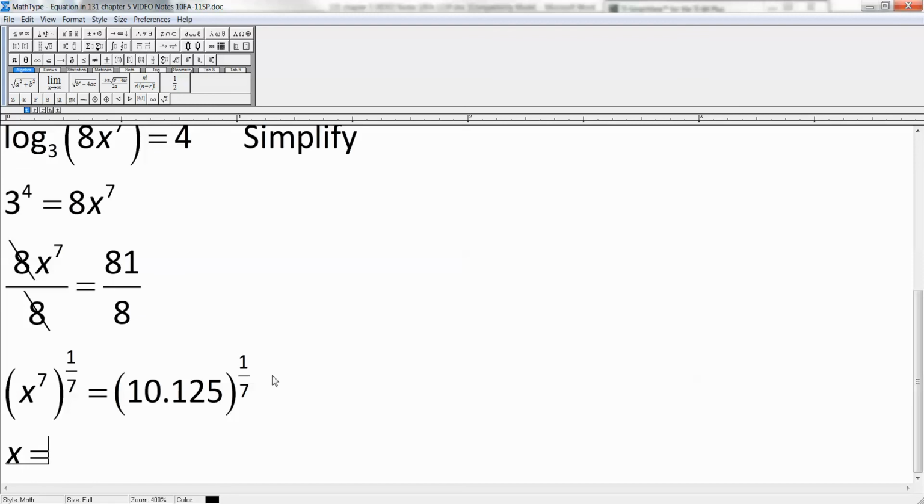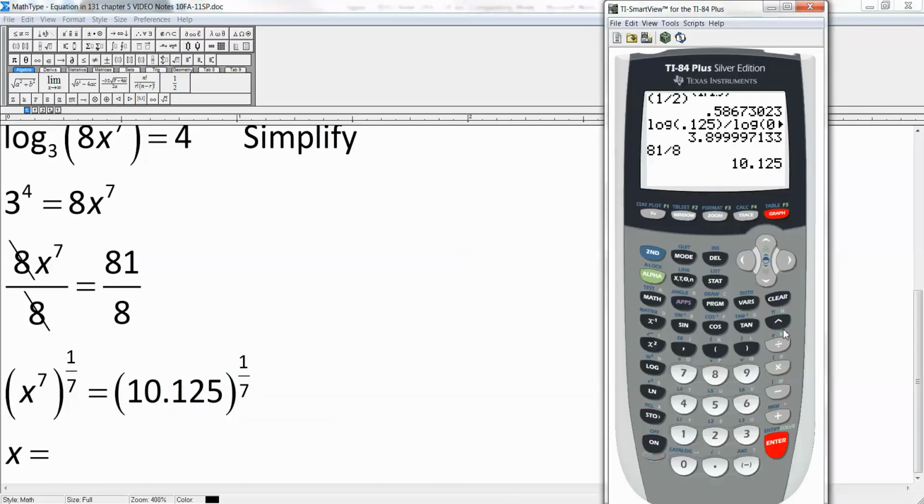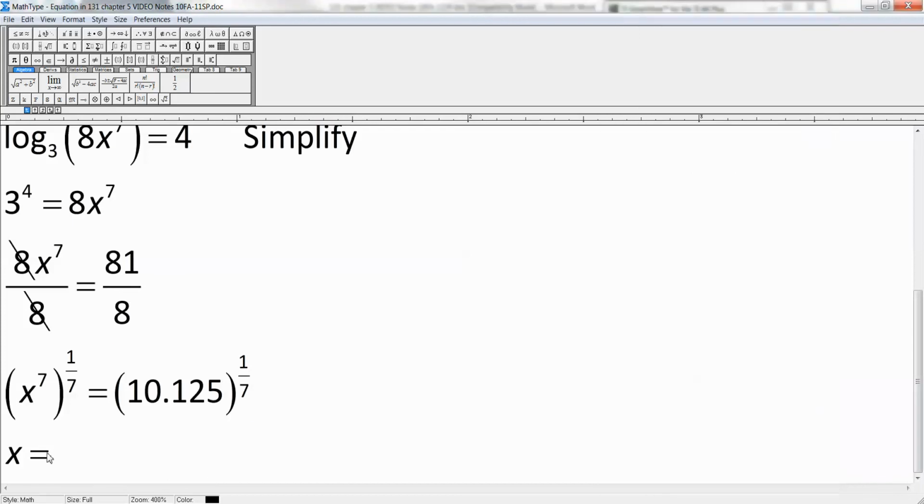So you have x is equal to whatever this is to the 1/7. So let me find that. I'm going to take 10.125 and raise it to the 1 over 7. If you have the old system, you have to use parentheses. If you have the new system like I have, you don't have to bother because it has a little superscript there. So it's approximately 1.392, because we're rounding here. And that's it. We are all done with that section.